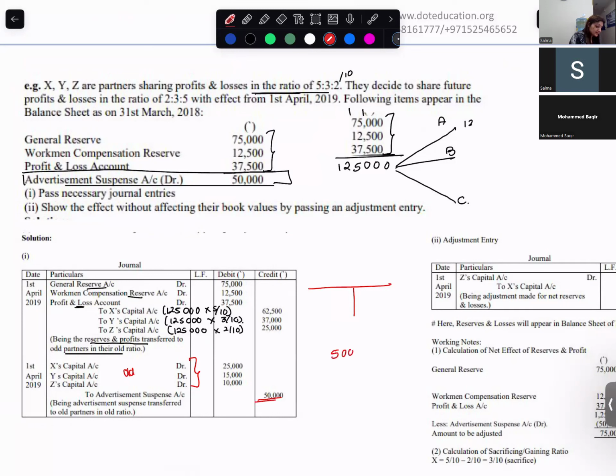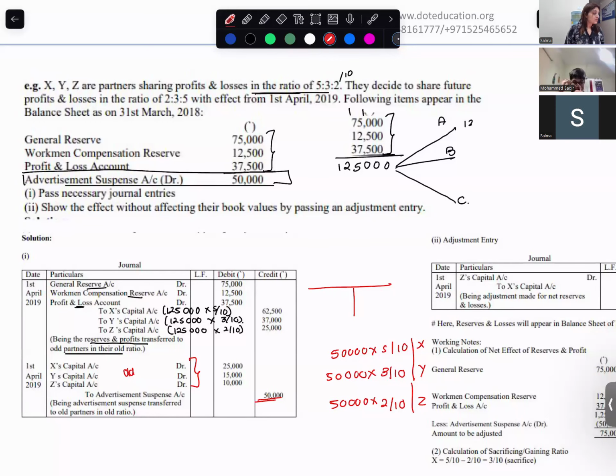So 50,000 into 5 by 10 would go to X. 3 by 10 would go to Y. And 2 by 10 would go to Z. Are you with me? Yes, ma'am. Okay. Do the calculation, try the sum. I will wait for you.